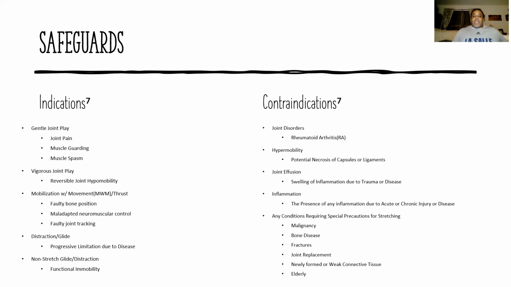Contraindications: any kind of joint disorders such as rheumatoid arthritis, you don't want to use any of these on. If they're hypermobile, or some people call it double jointed, those are contraindications for using these.